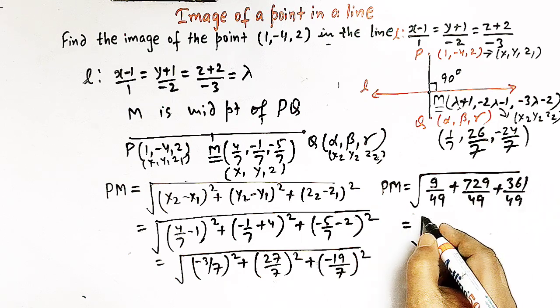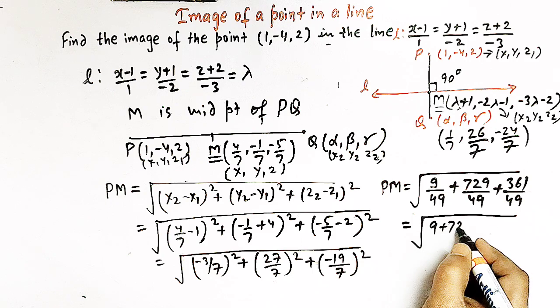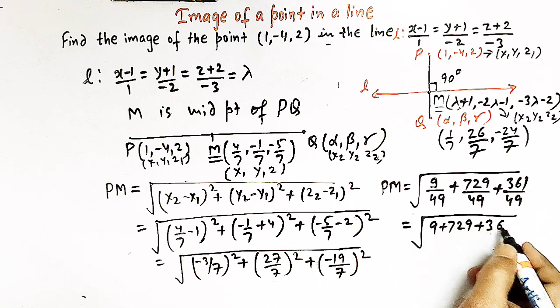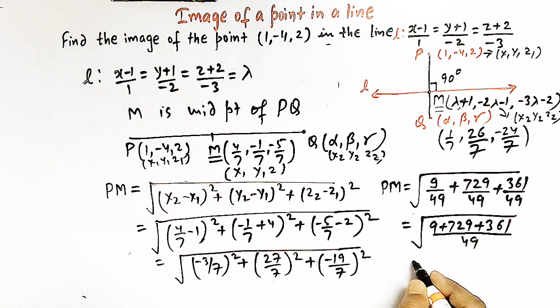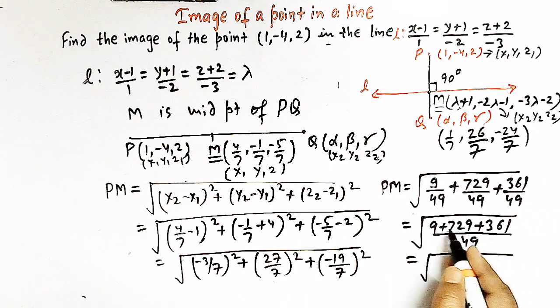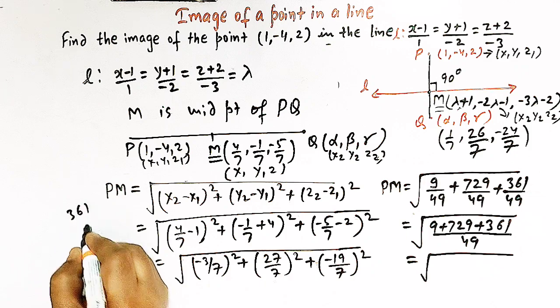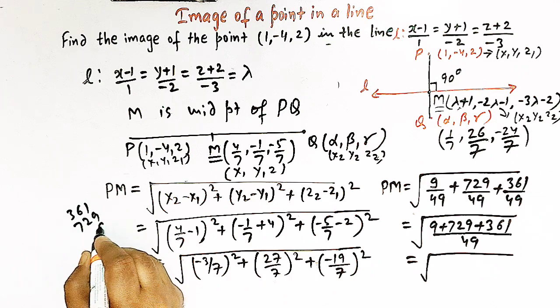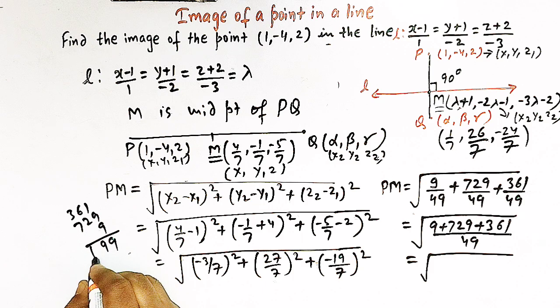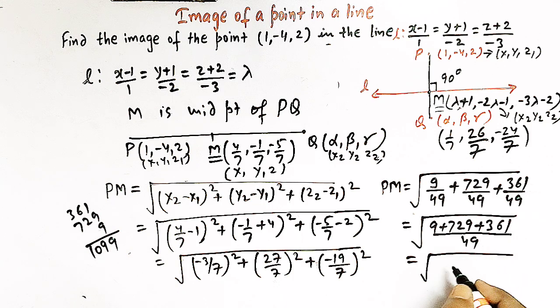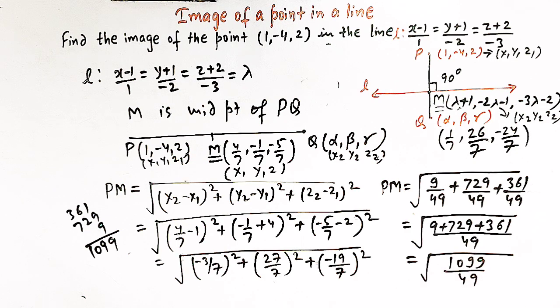So now we have here 9 plus 729 plus 361. So here the denominators are same, and here we have 49. So now if we add these three numbers, we have 361, 729 and 9. So this is 9 plus 9, 18, 18 plus 1 is 19, 6 plus 2 is 8, and then we have 9, and here we have 10. So we have 1099 over 49.